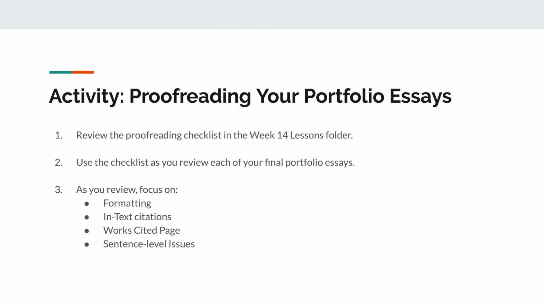So to do this, here's what I'd suggest. In the week 14 folder on Blackboard, you'll see a proofreading checklist. I'd encourage you to review it. And then after you do that, use that checklist to review each of your final portfolio essays. As you're reviewing, focus on formatting, in-text citations, works cited pages, and sentence level issues. If you pay attention and focus on the details at this stage in the process, it can help your final portfolio because it leaves a good impression, and that's exactly what you want to accomplish when you turn in your final work for Writing 150.